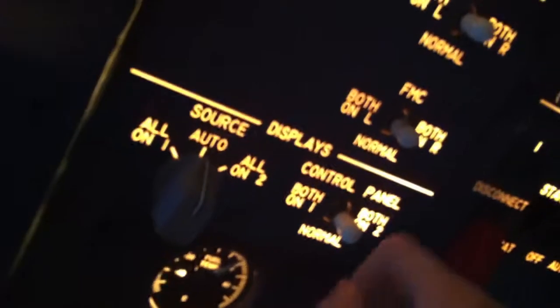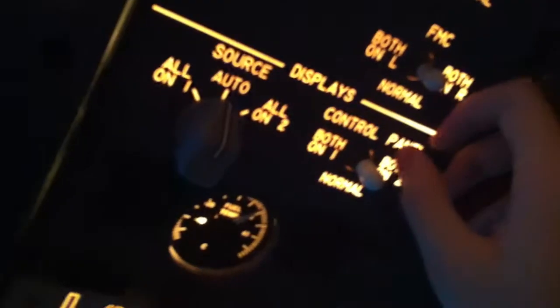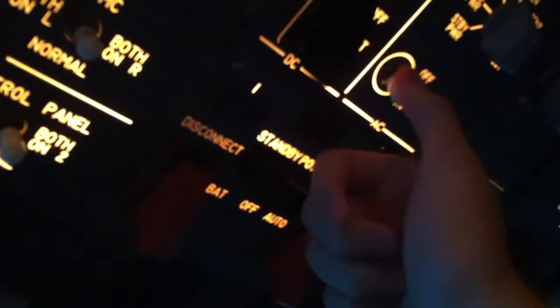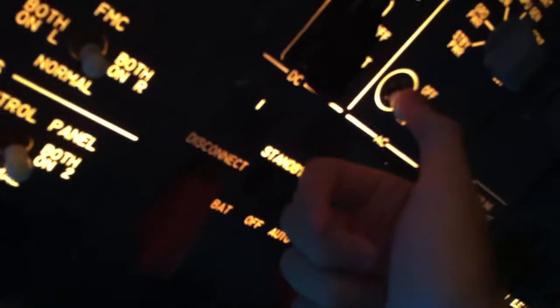The overhead panel, we have lights, which I don't need to say a lot, and we have fuel pumps, so fuel can go to the engines, and we have the crossfeed, which we don't really use, and we have the navigation source displays. And up here we have our battery. We have battery, auxiliary battery, and generator, and also the galley power. Here, the galley power is here, and we usually leave it on for the guys in the galley to make food and stuff. That's standby power, which is usually not used, and that's the battery right here.